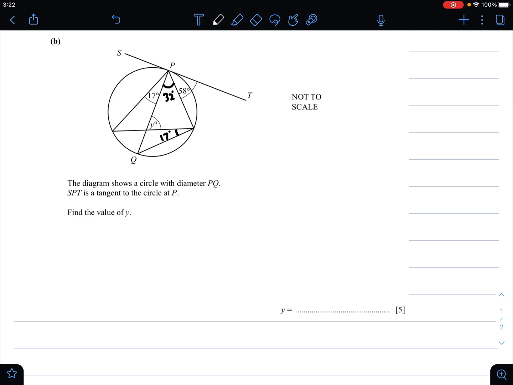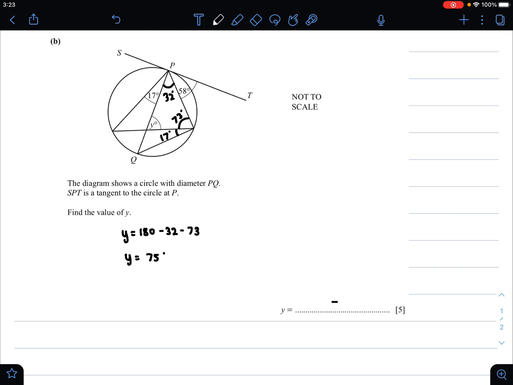And now we know that this entire angle would be 90 degrees. So 90 minus 17 would be equal to 73 degrees. Therefore we can easily calculate y, which would be 180 minus 32 minus 73, because angles in a triangle add up to 180. So 180 minus 73 minus 32 is equal to 75 degrees.